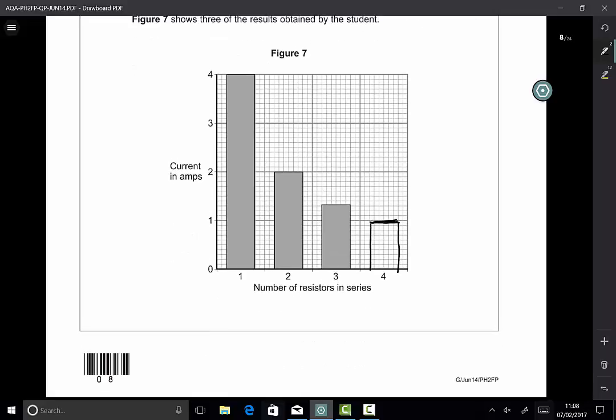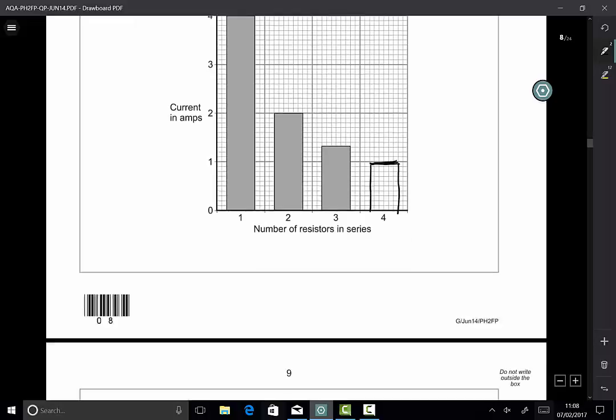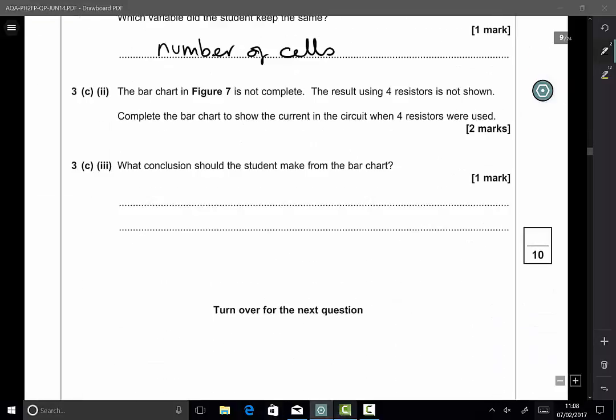What conclusion then can they make from the bar chart? If we've got more resistors there, the current is decreasing. And you have to give the full details. You can't just say the current decreases.